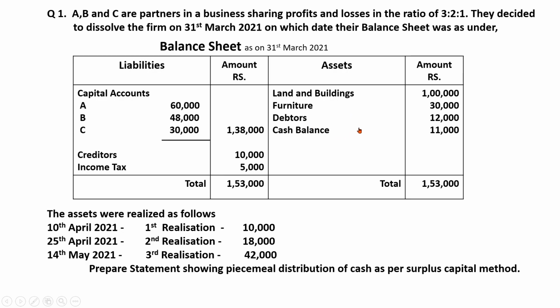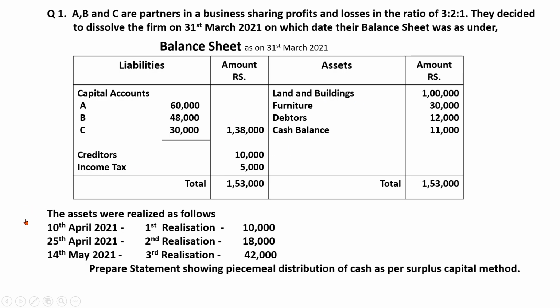Friends, here I would like to make it clear that this topic, piecemeal distribution of cash, is related to the dissolution of a partnership firm. And we know that at the time of dissolution of a partnership firm, all the assets are sold out and liabilities are paid in a particular order, right?